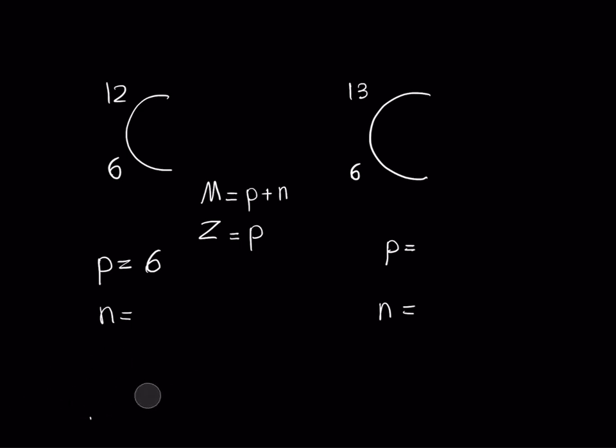or the mass number minus the atomic number. So in this case, on the left side, our mass number is 12 and our atomic number is 6. So the number of neutrons is going to be 6. On the right side, we have 6 protons and we have 7 neutrons. So an isotope is going to have the same number of protons, but a different number of neutrons.